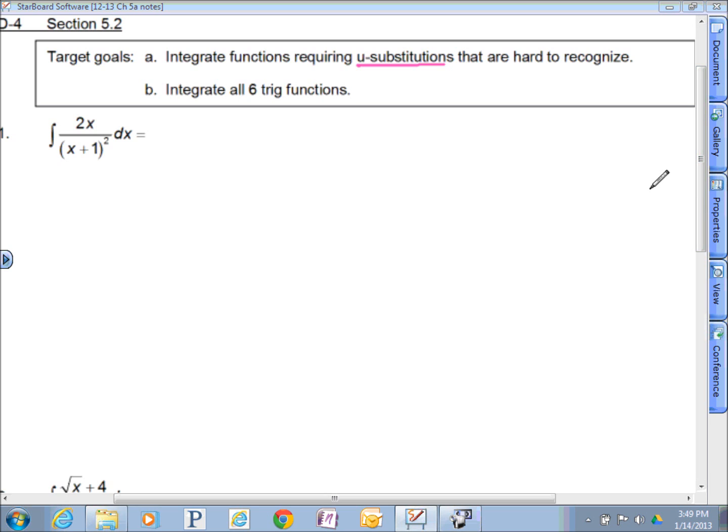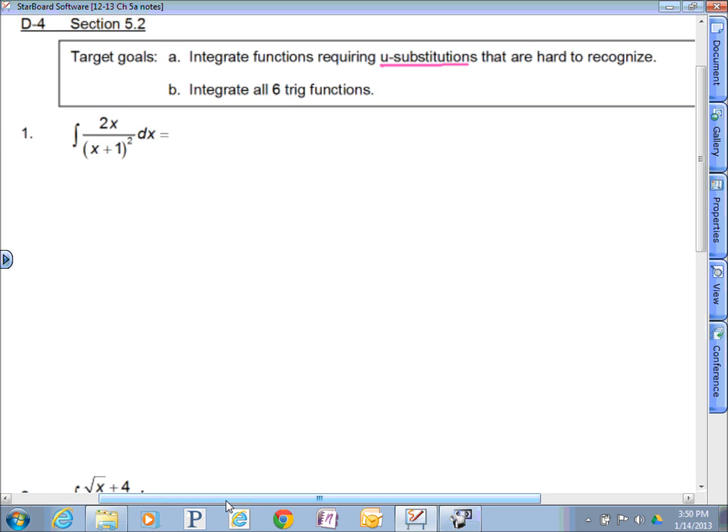So at first glance, when we look at problem number 1, we're probably going to go, okay, I see a quantity on the bottom, and if I see a quantity on the bottom, the pattern that we've kind of recognized is that that bottom should probably be u. So let's try that and see where it takes us. u equals x plus 1. So then my du and my dx are the same thing.